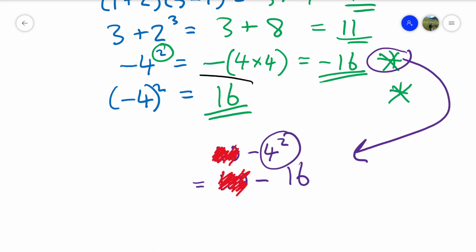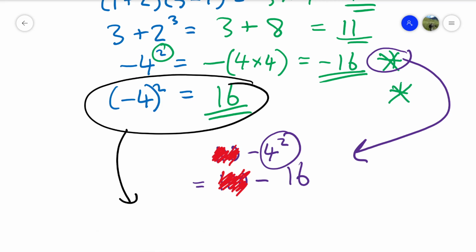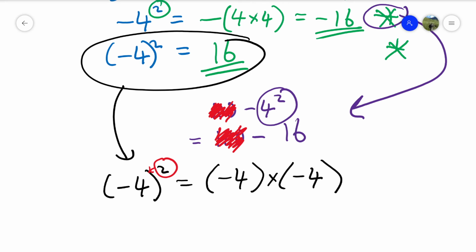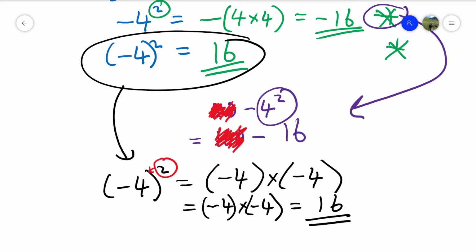Final one. Let's look at this. I want to write this out again. I want to look at the index of the power. This, I always say, go left and see what it's touching, what it's next to. It's next to the bracket, which means it's the brackets that are being squared. And obviously, once there's a bracket, you have to repeat what's in it. So it is minus 4 times minus 4. And let's keep the brackets because they make it clearer, which is 16. There we go.